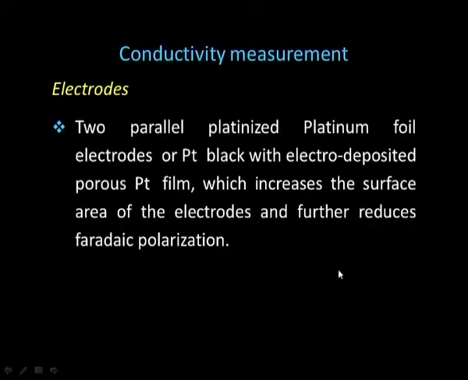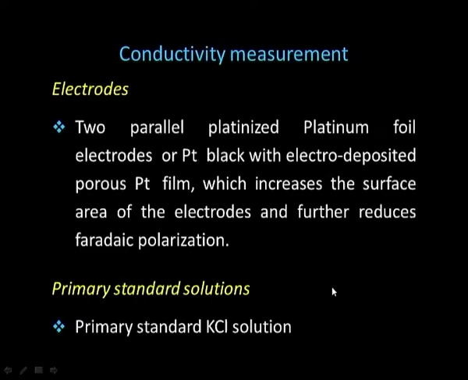Let us now come to conductivity measurement. The first part is electrode. Two parallel platinized platinum foil electrodes or platinum black, with electrode deposited porous platinum film, which increases the surface area of the electrodes and further reduces Faradaic polarization. The primary standard solution is required, which is usually KCl solution.